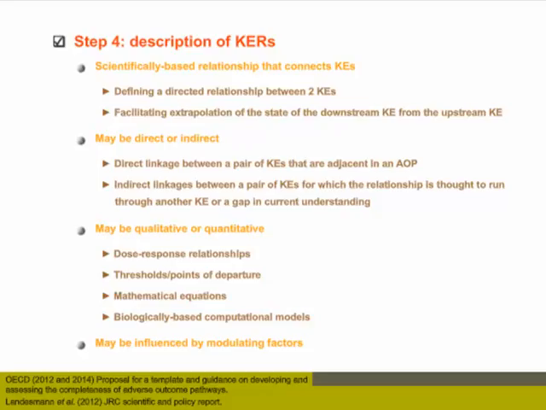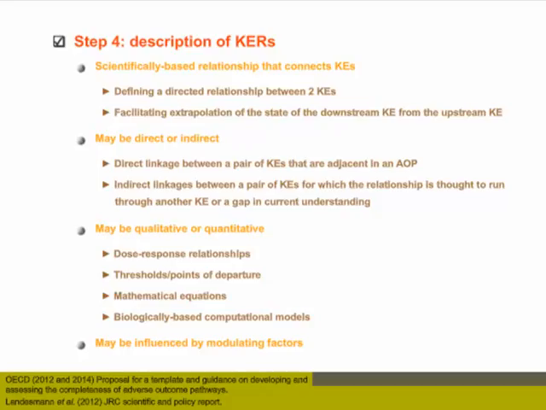So then the next step in AOP development typically is the description of these key event relationships that define a direct relationship between two key events, or that facilitate the extrapolation of the state of the downstream key event from the upstream key event. Now, these key event relationships may refer to a direct linkage between a pair of key events that are adjacent in an AOP, or they can refer to an indirect linkage between a pair of key events for which the relationship is thought to run through another key event or a gap in current understanding.